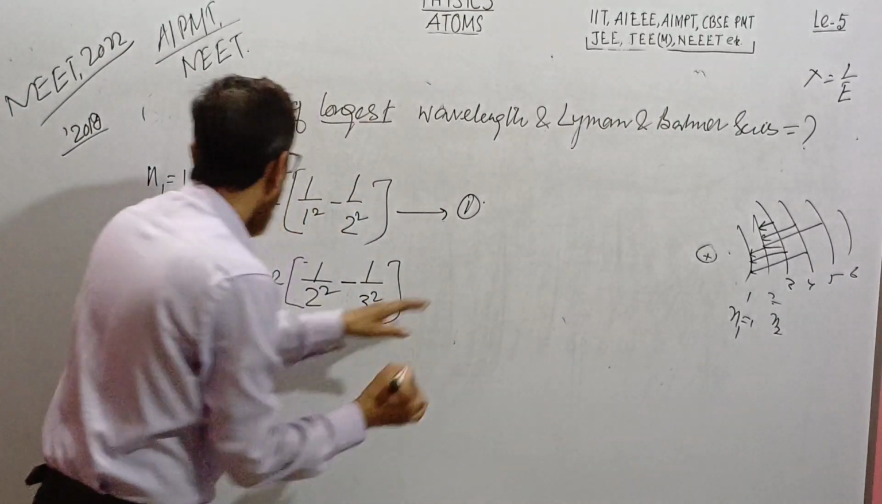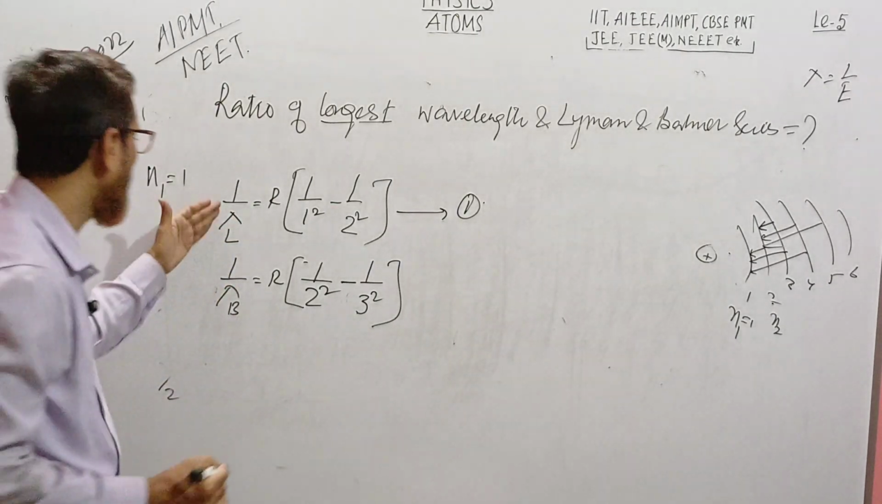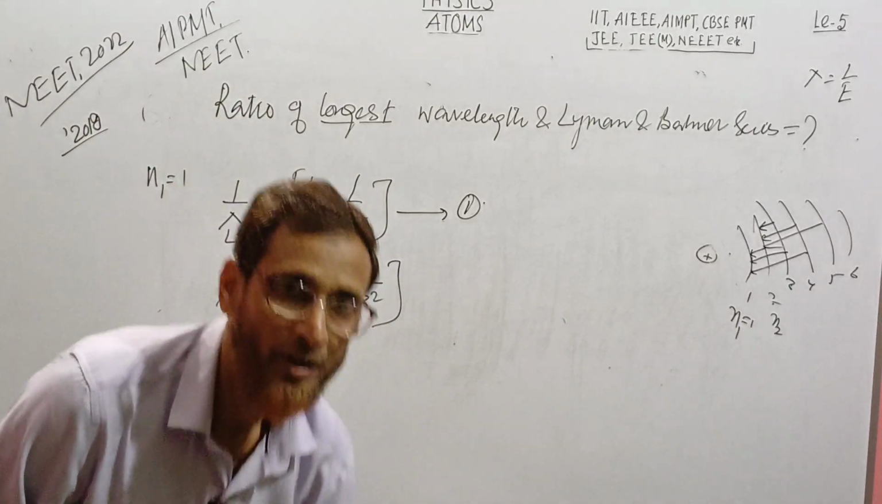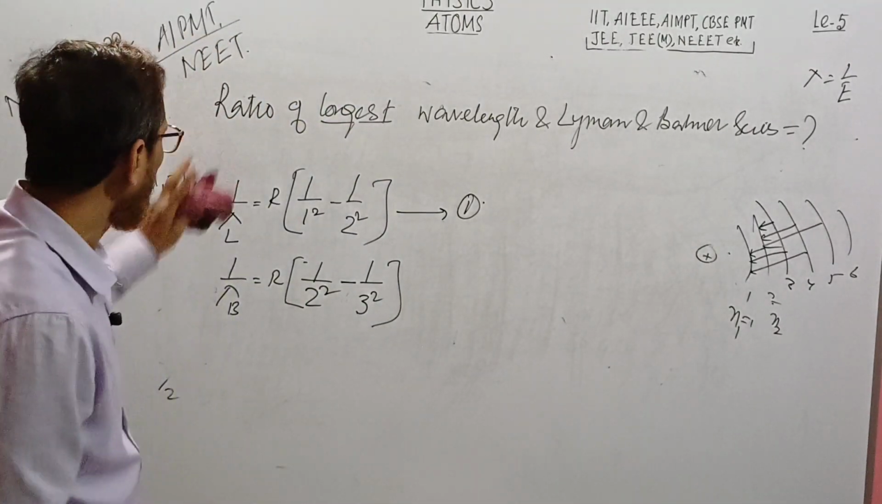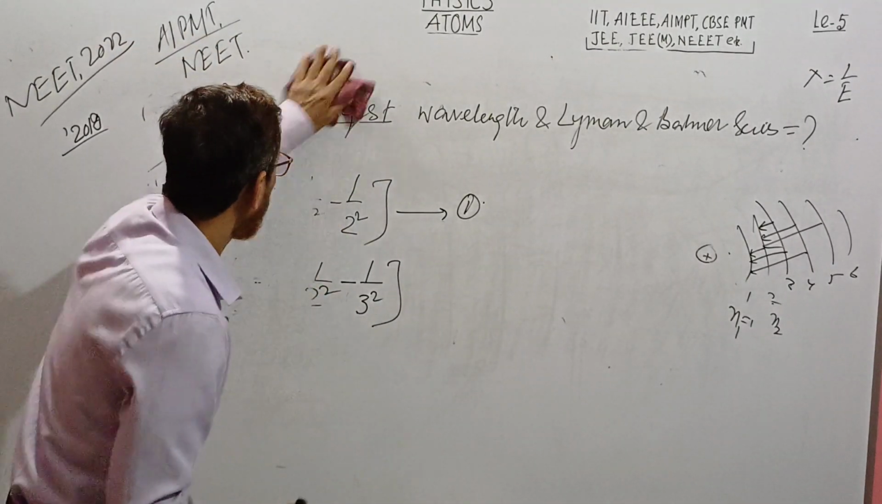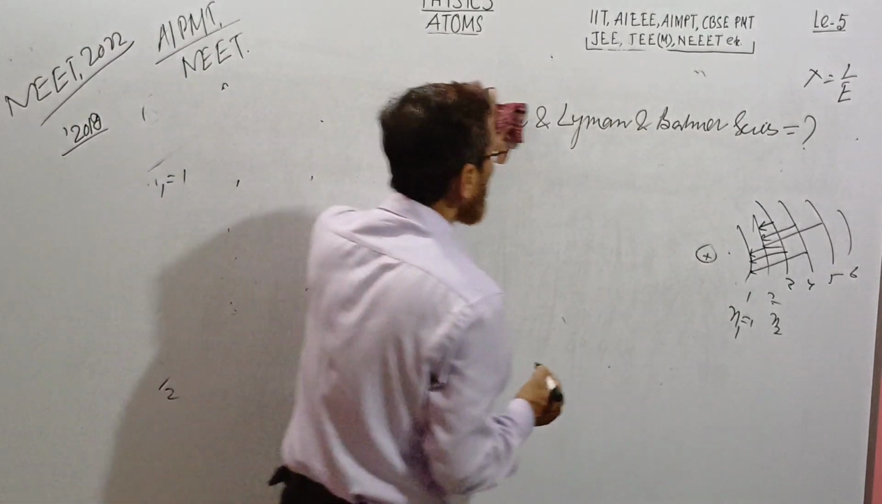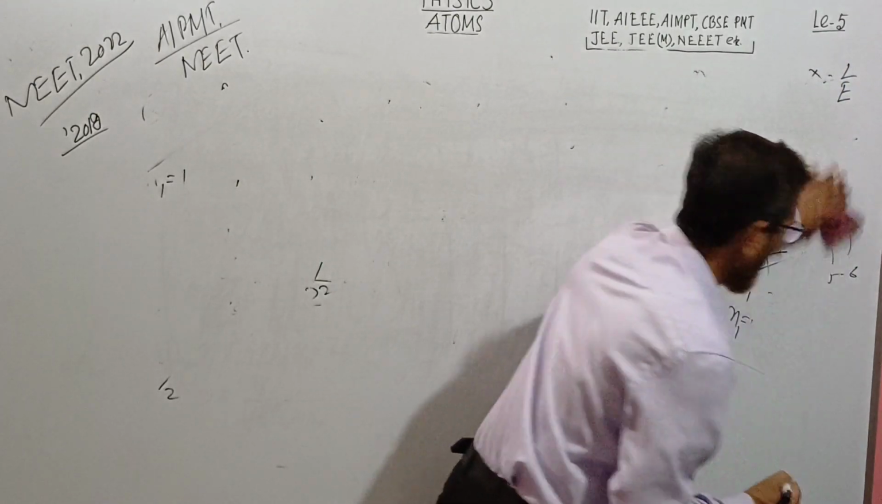You solve it yourself and find out lambda L and lambda B. This is the ratio. The question is very simple and you can solve it with the concept you have acquired in the chapter.